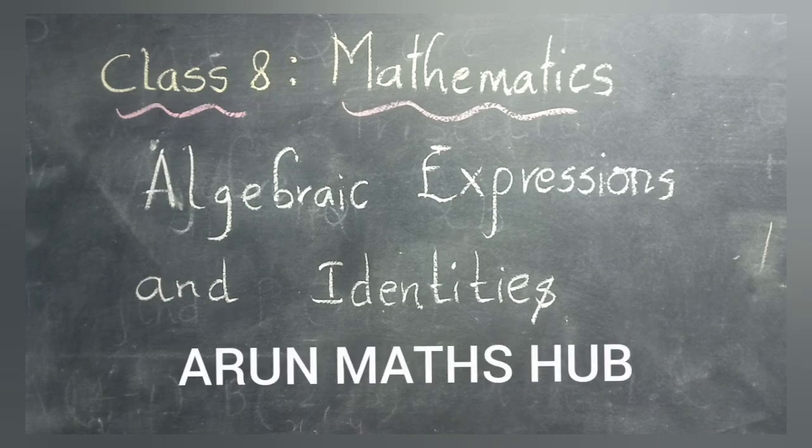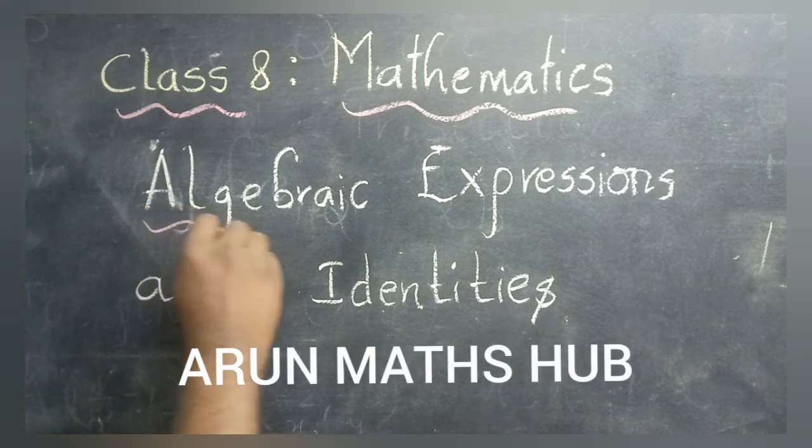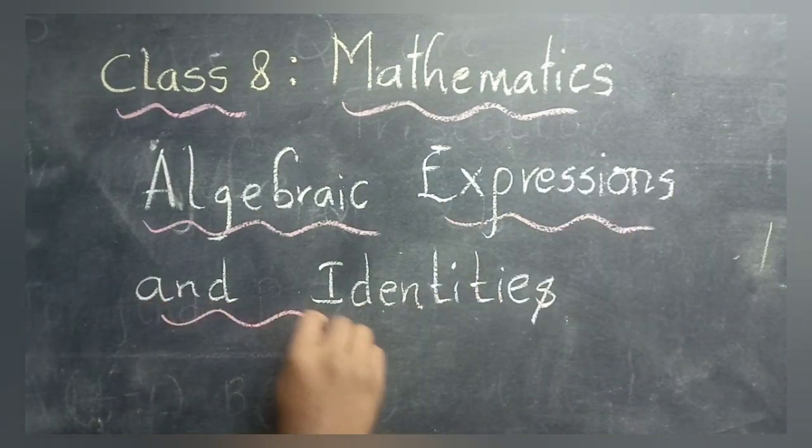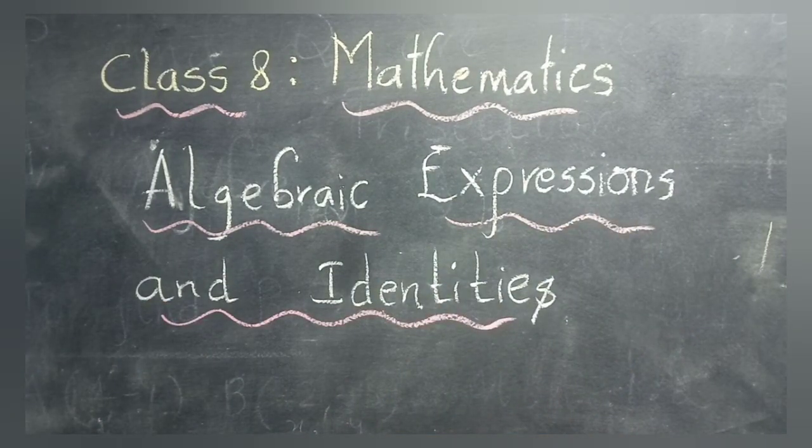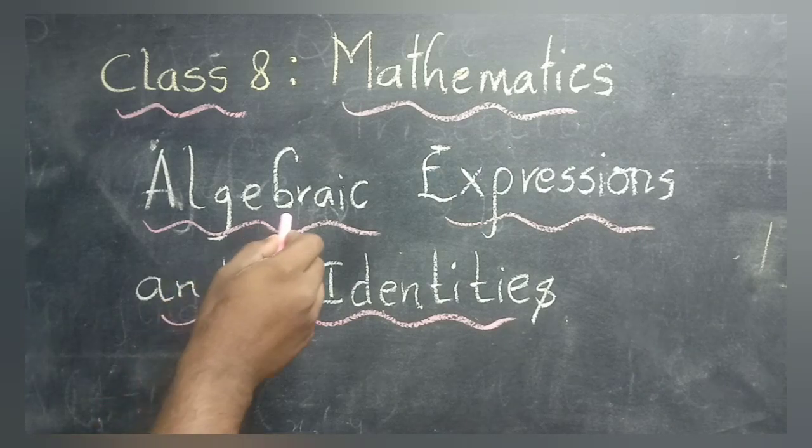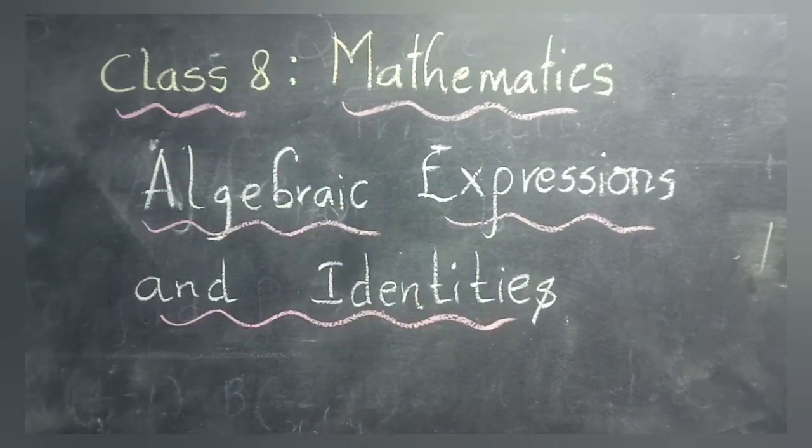We are learning the class 8 unit algebraic expressions and identities. In the previous videos, we have learned about the concept of algebraic expressions, that is addition and subtraction of algebraic expressions, multiplication and division of algebraic expressions, then multiplication of a monomial by a monomial, monomial by a binomial, trinomial and polynomial, then multiplication of a polynomial by a polynomial.